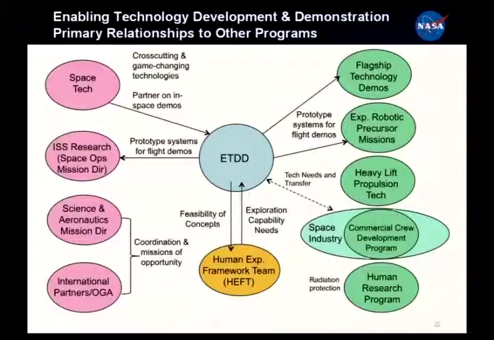And then at the very bottom there on the right, we're working closely with the Human Research Program on the area of space radiation protection. The Human Research Program investigates the effects of space radiation on the human organism, and the Enabling Technology Development Program will be addressing the radiation shielding concepts and materials development.